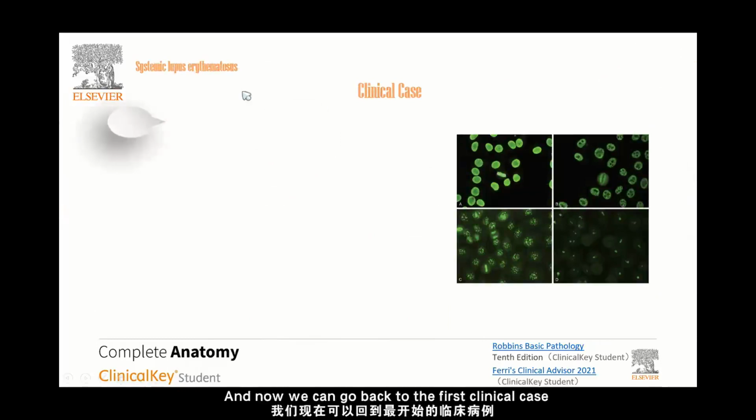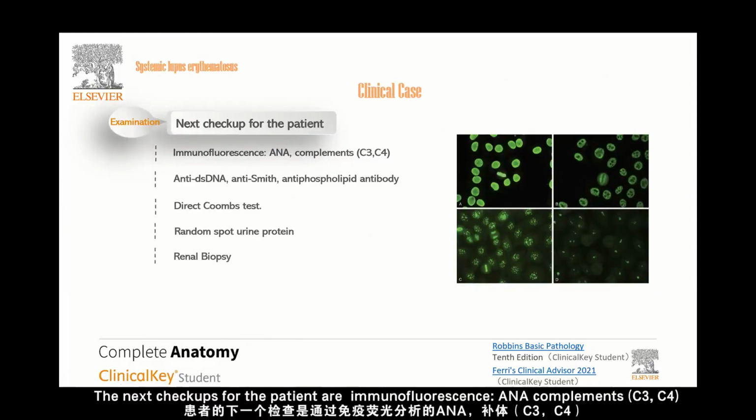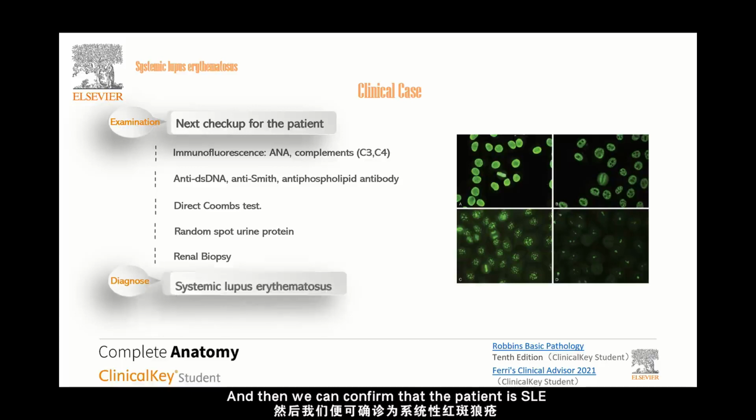And now, we can go back to the first clinical case. The next check-ups for the patient are immunofluorescence, ANA, complements C3 and C4, anti-dsDNA, anti-Smith, anti-phospholipid antibody, direct Coombs test, random spot urine protein, and renal biopsy. And then we can confirm that the patient has SLE.